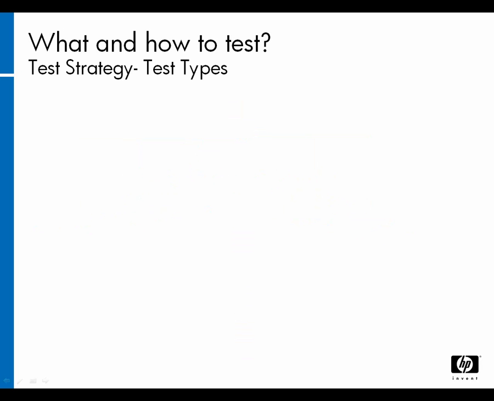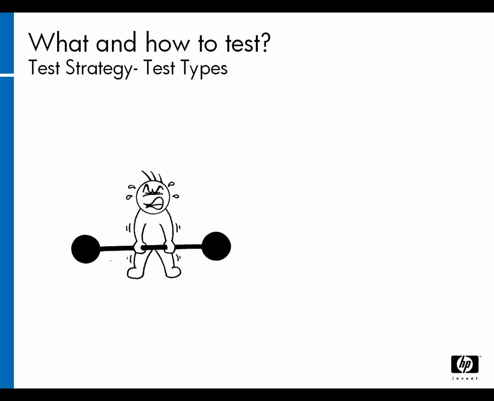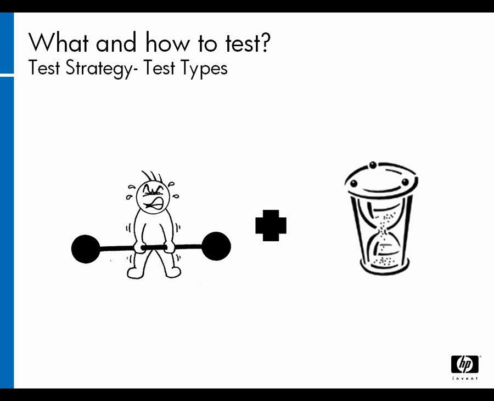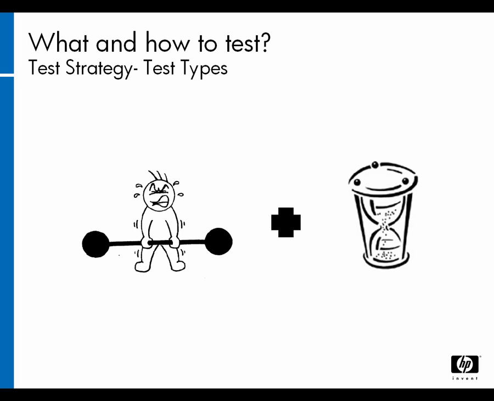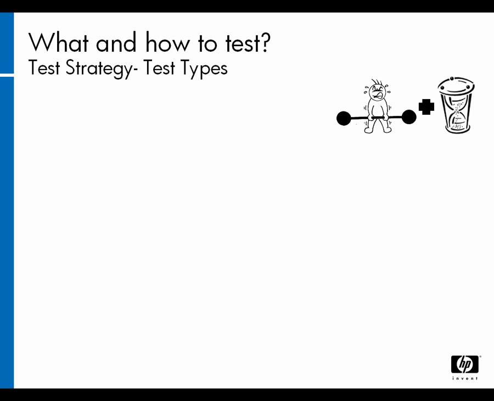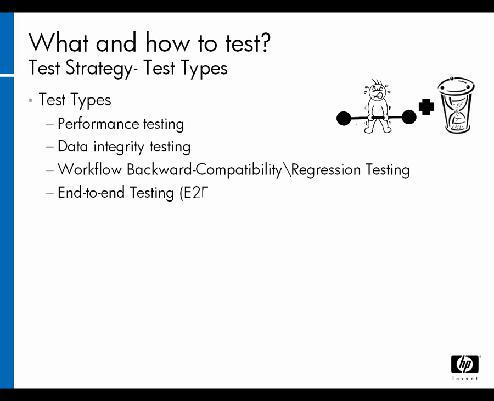When determining how to test the selected test projects, remember that testing takes effort and is time-consuming. As a result, not all projects can be tested, and not all tests can be performed on each tested project. Keep in mind, though, that more extensive testing will increase your confidence in the upgrade process and in the new version. Select the types of tests you would like to conduct on the tested projects. The type of testing you perform may include performance testing, data integrity testing, workflow background compatibilities or regression testing, end-to-end testing, usability testing, or new feature validation testing.